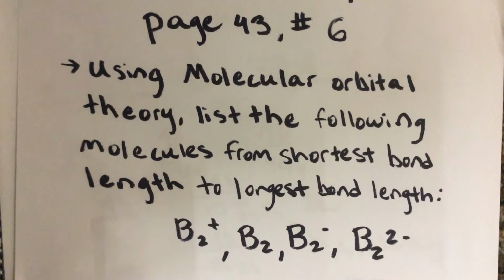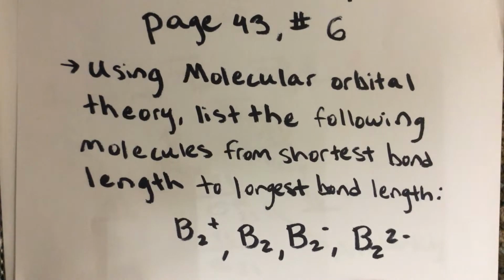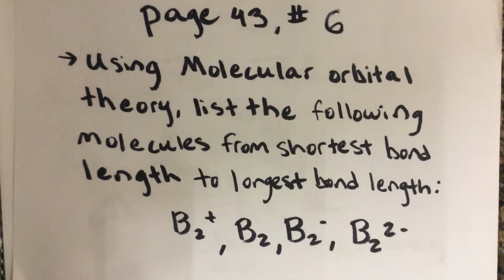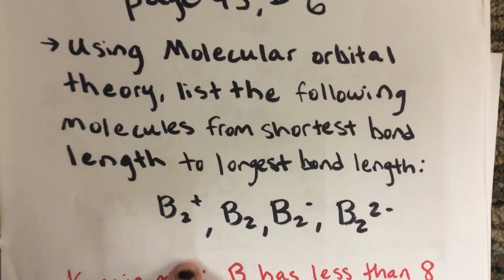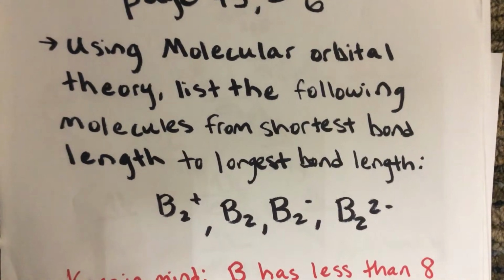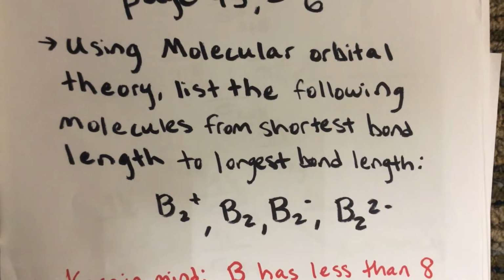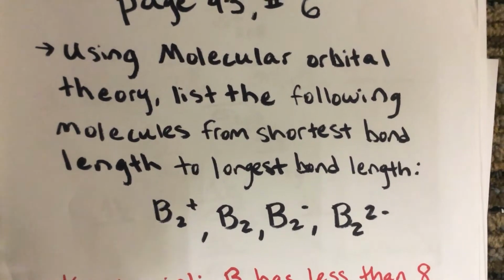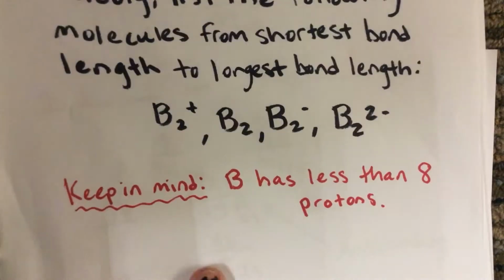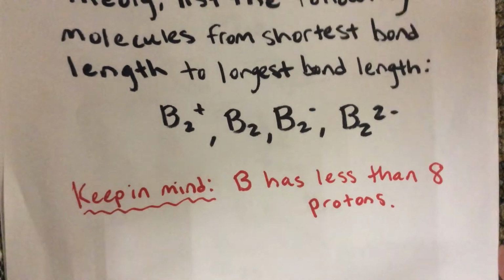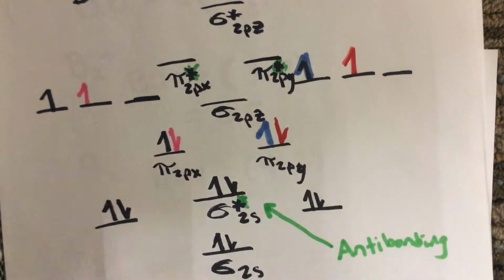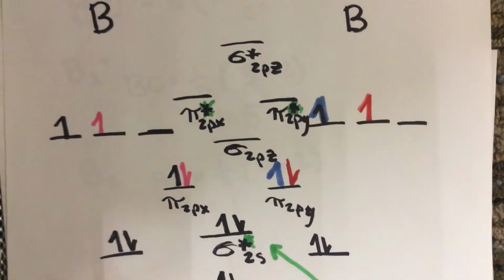question reads, using molecular orbital theory, list the following molecules from shortest bond length to longest bond length. And these molecules are B2+, B2, B2-, and B2 2-. So what you want to keep in mind is that boron has less than 8 protons, and that comes into play when you are drawing this diagram here.